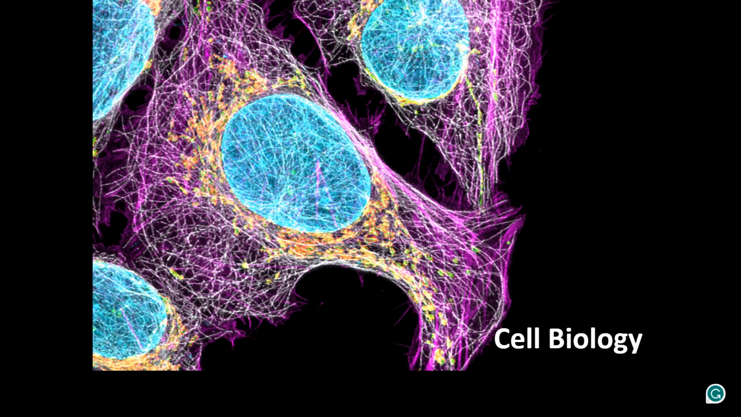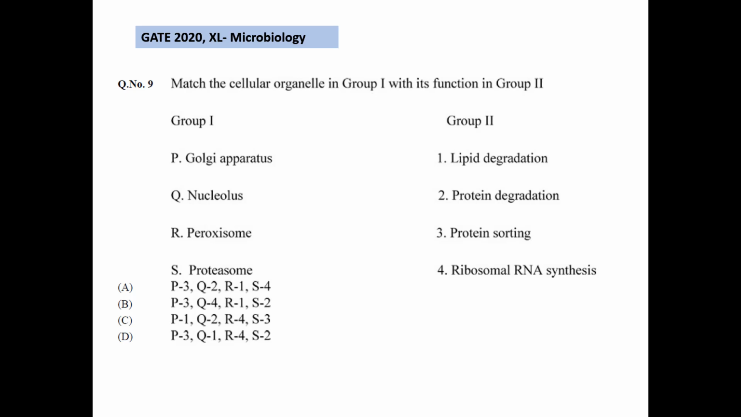Hello, the topic today is cell biology, and we will be going to solve the question from GATE 2020 Xl Microbiology section, question number 9, where we have to match the cellular organelle in group 1 with its function in group 2. So in group 1, there are 4 organelles: Golgi apparatus, nucleolus, peroxisome, and proteasome.